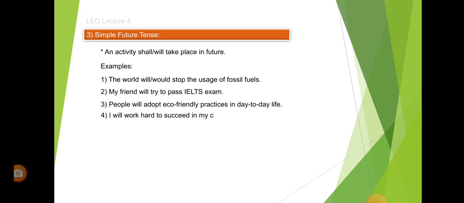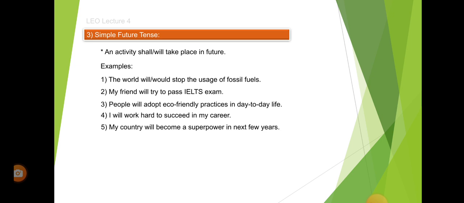So one by one you're getting examples of simple future tense on your screen right now. You can always pause this video and copy down the sentences and whatever you can see on your screen. So here we have 5 examples, friends, and as the definition says, an activity will or shall take place in the future.